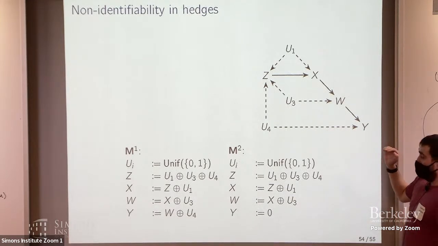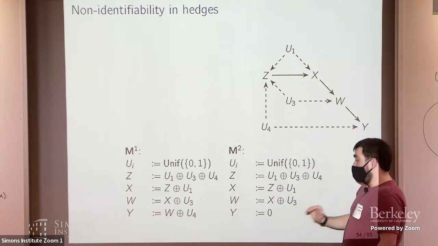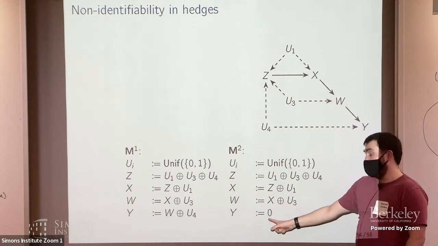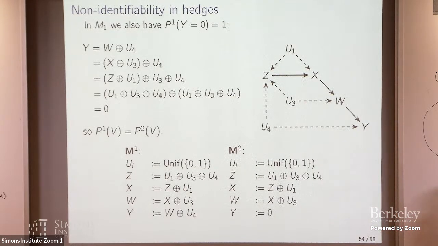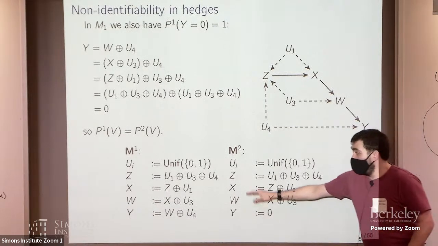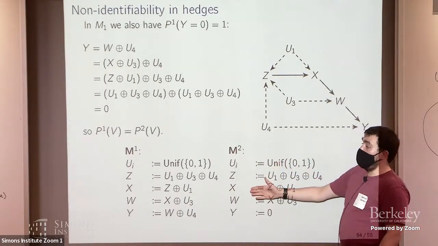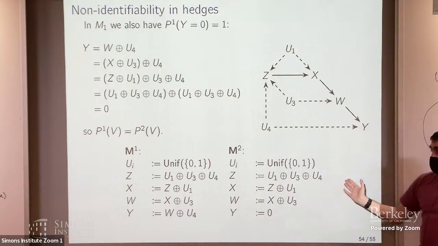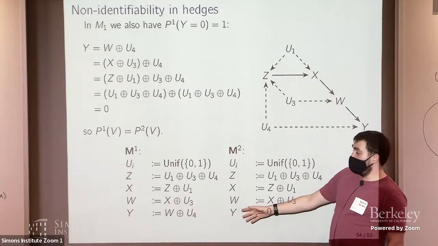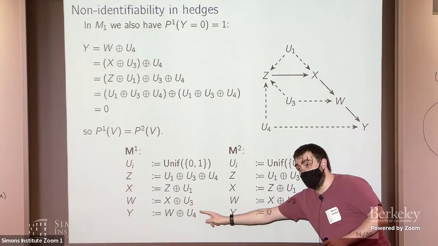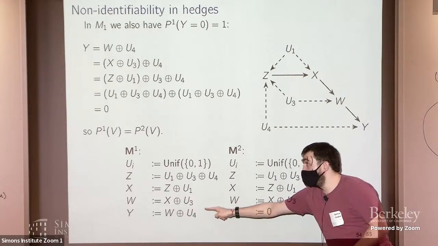And M2 is going to be the exact same thing, with the one difference that Y is just set to the constant 0. So the first claim is that the probability that we see Y equals 0 in model 1 is 1. The observable statistics on all the other variables clearly are going to be the same in both models because they're set according to the same equations. And so the only thing we have to do to verify that these two models generate the same observables is verify that Y is always equal to 0 in the observational distribution in model 1.